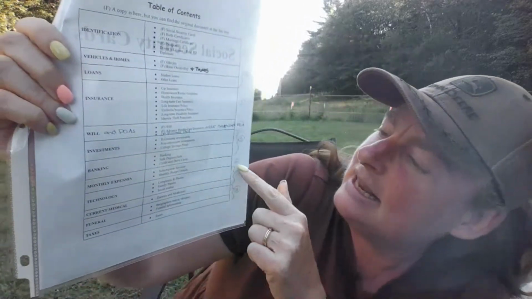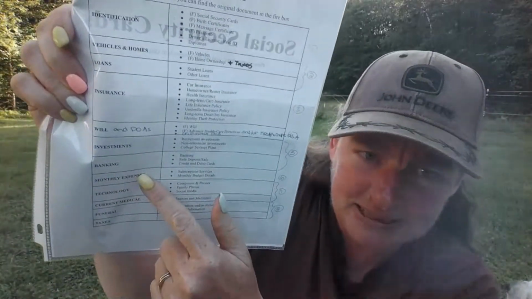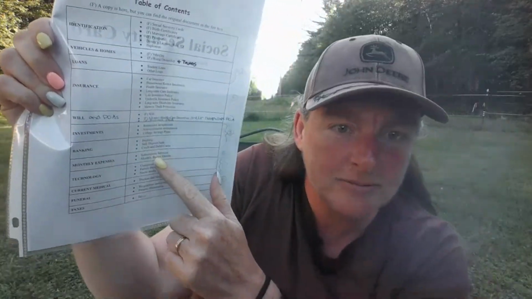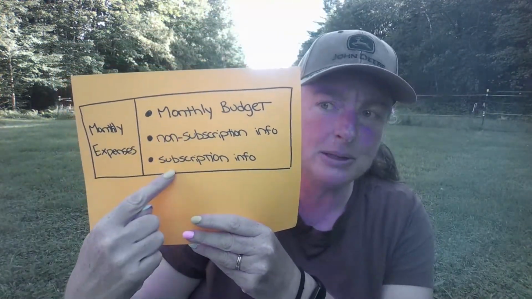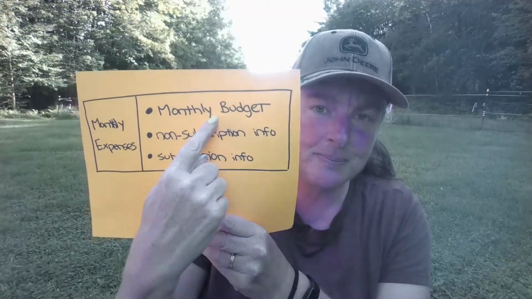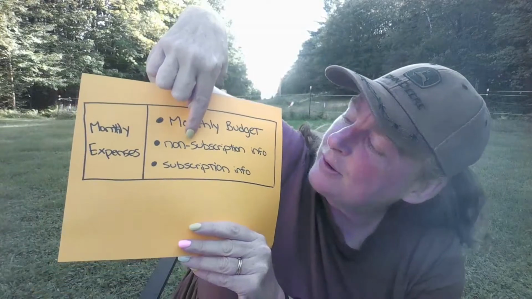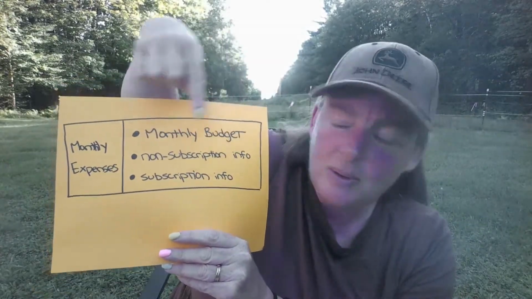All right, so today, if you're looking at the table of contents, we are talking about monthly expenses. I have these couple of bullet points, but I went through this section myself for my own Death Binder, and I would like to make some revisions. In the next episode of the Death Binder, I wish that the table of contents for monthly expenses had 3 bullets: monthly budget, a bullet for non-subscription budget info, and a bullet for subscription budget info.